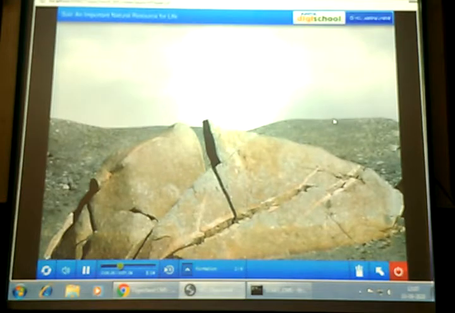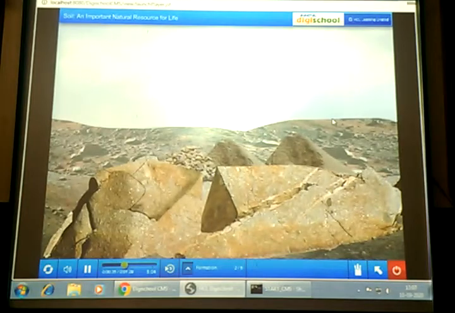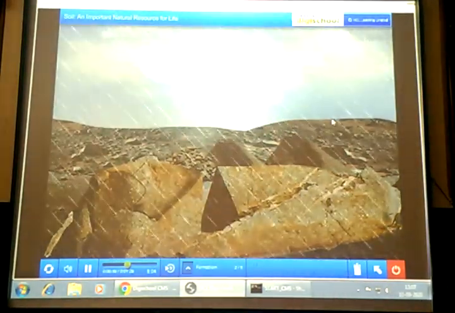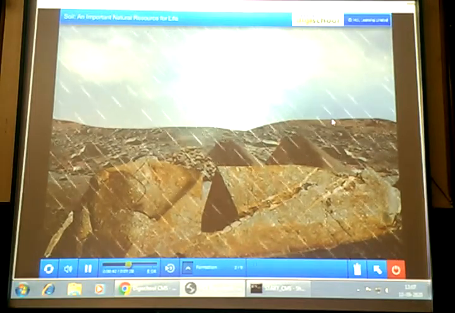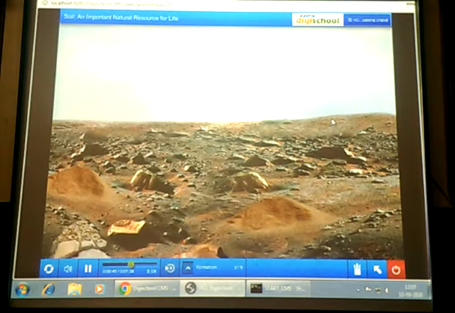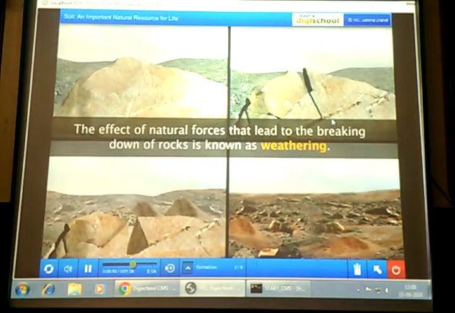Gradually, the cracks widened and the rocky surface started breaking into pieces. Due to natural forces like rain and storms, these rock pieces further disintegrated into particles. This natural process of rocks breaking into smaller pieces is known as weathering.